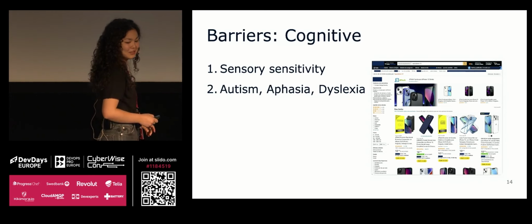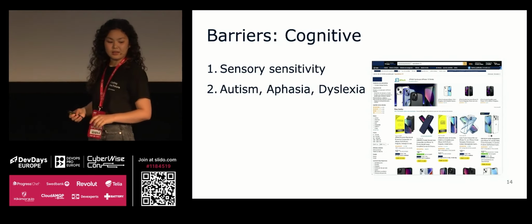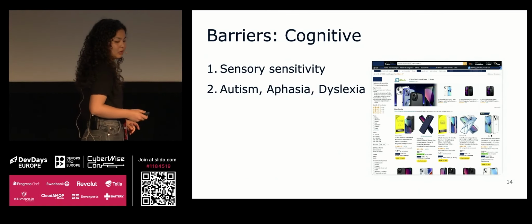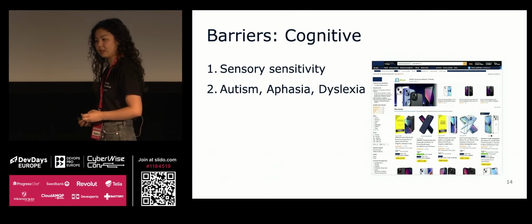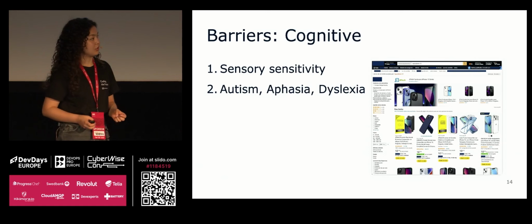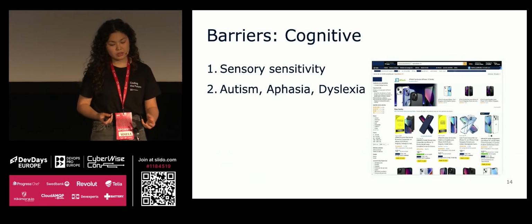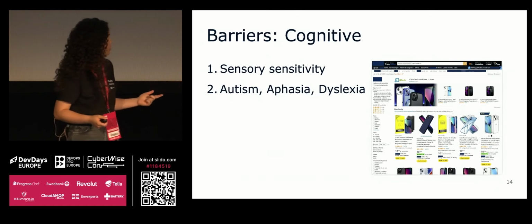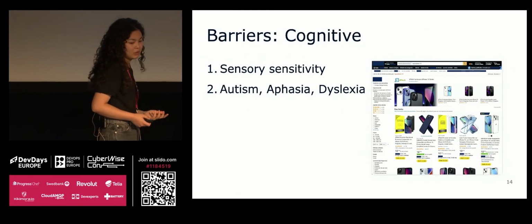So users with dyslexia can have a hard time reading and understanding text-heavy content. And while users with autism can struggle with unpredictable layout and navigation, users with aphasia can struggle with understanding complex language and instructions. So in this image, you can see another typical busy e-commerce website.